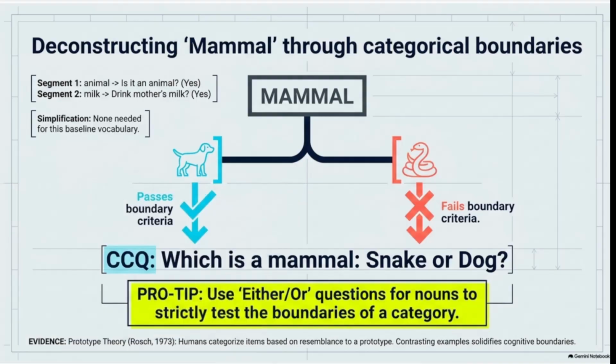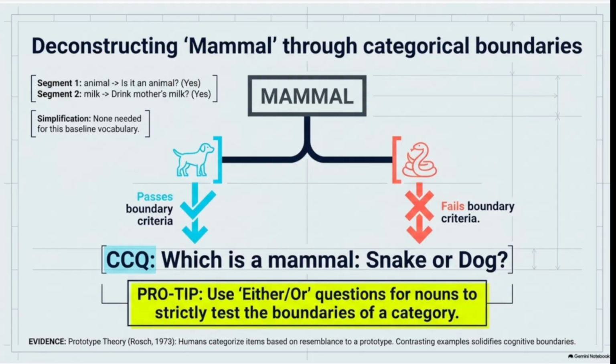Let's take another example. The word mammal. We need to check the category. First, is a mammal an animal? Yes. Then, does a baby mammal drink its mother's milk? Yes. Now we can use contrasting examples. Is a dog a mammal? Yes. Is a snake a mammal?